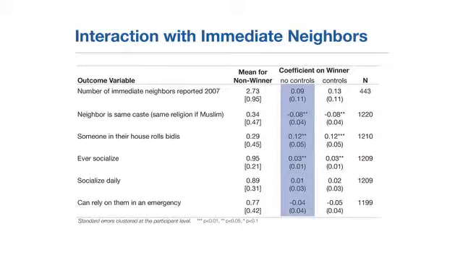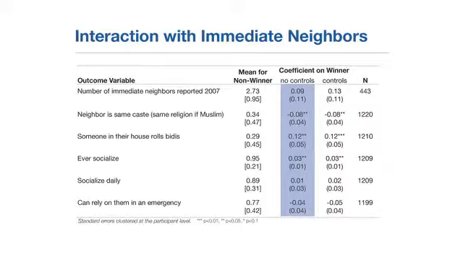And so for the winners, you see that the neighbor is less likely to be from the same caste or from the same religion if they're Muslim, and it's more likely that someone in their house rolls bidis. Right? So it looks like a network is being more concentrated in terms of occupation, but you're less likely to have people around you who are your same caste, which is the traditional way of living.